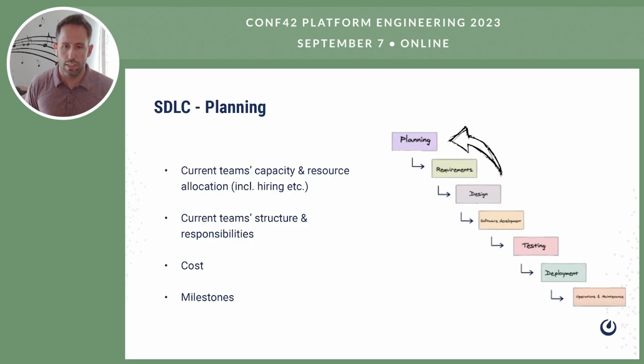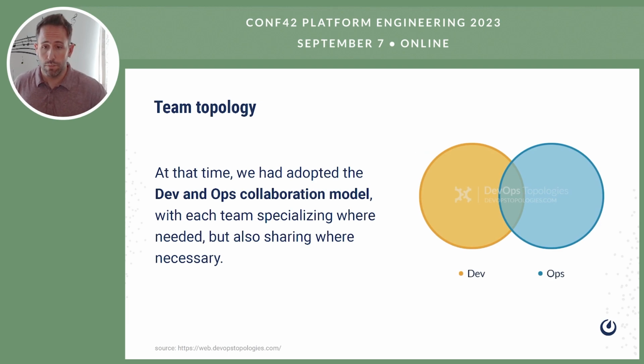First, we start with planning. We try to identify the current team's capacity. Do we need more resources, to hire? Do we have the right skill set? Is the current team structure and the responsibilities enough? What will be the cost of developing, running and operating such a platform? And the milestones to launch Mattermost Cloud. At that time, we had adopted the Dev and Ops collaboration model, with each team specializing where needed but also sharing where necessary, so there was collaboration between them.